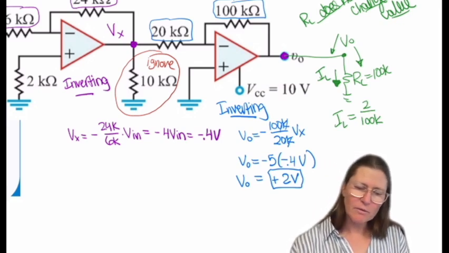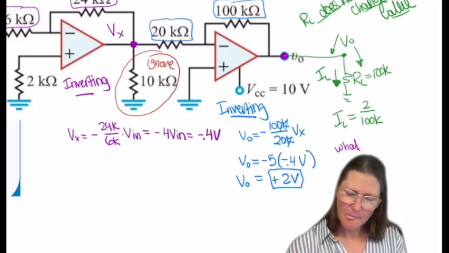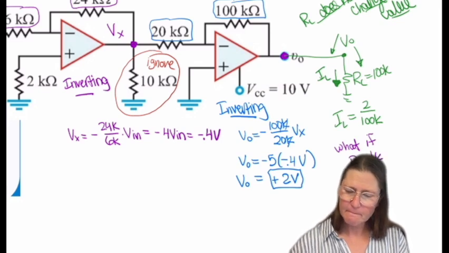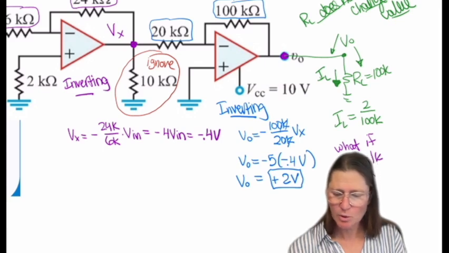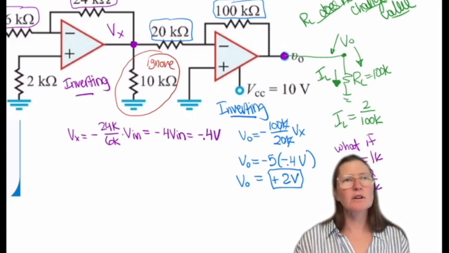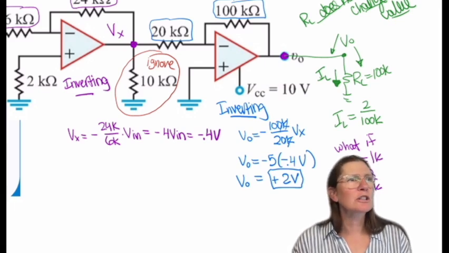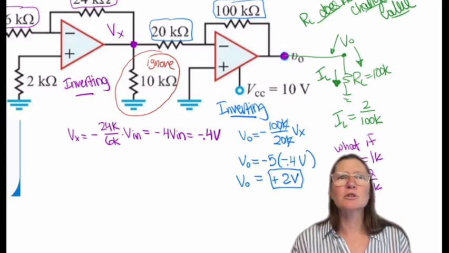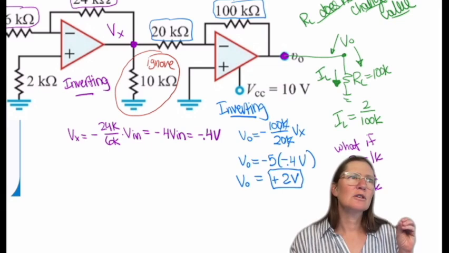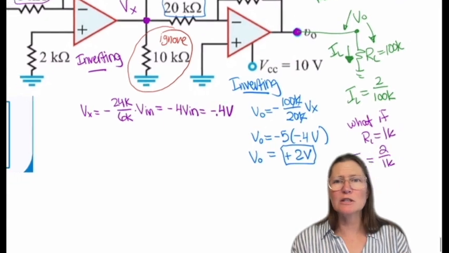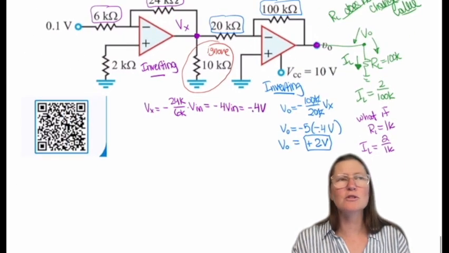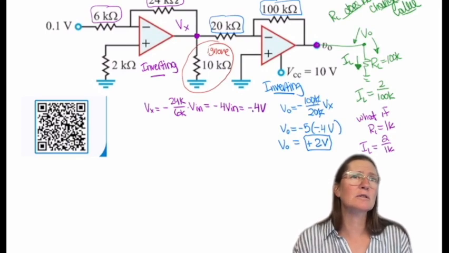So what if RL is instead 1K? IL will be 2 over 1K, right? So it's going to be a lot larger. All that's doing is changing that current, and that voltage stays fixed. So depending on what load I have, how much power I need to it, I can determine how much resistance I need to go out.